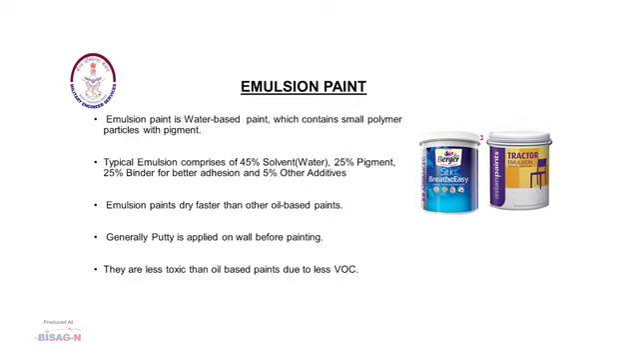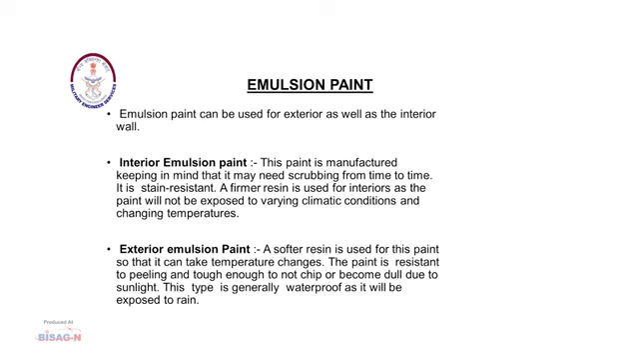These paints are less toxic than oil-based paint due to less VOC, that is volatile organic compound. Emulsion paint can be easily wiped and cleaned and it is suitable for moist and humid climate. Emulsion paint can be used for exterior as well as interior walls.